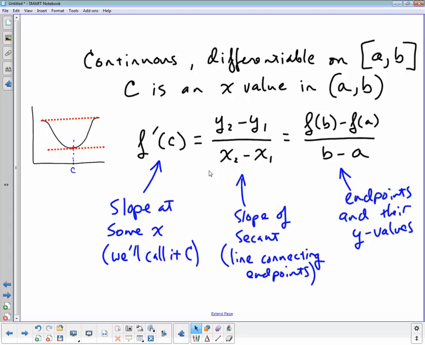So now there's another mean value theorem for integrals. Okay? And the mean value theorem for integrals talks about the average value of an area.